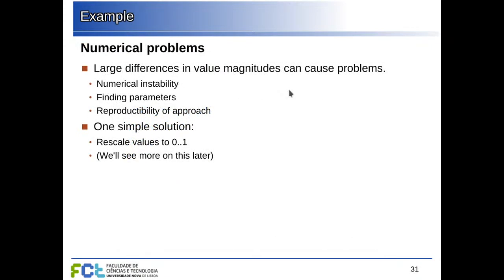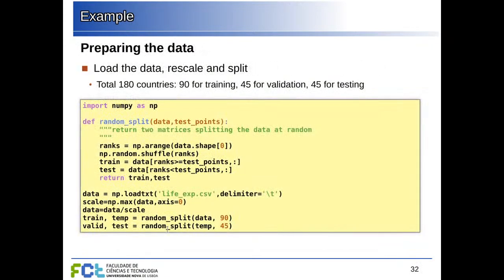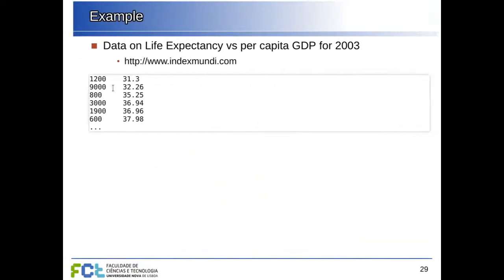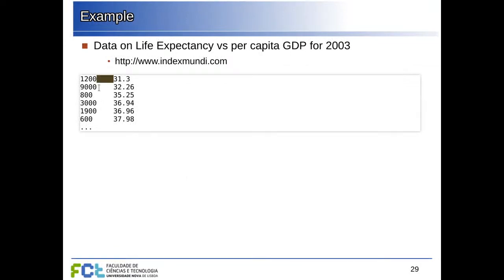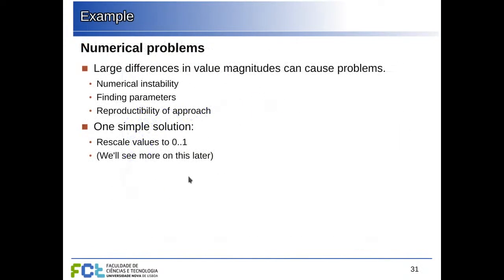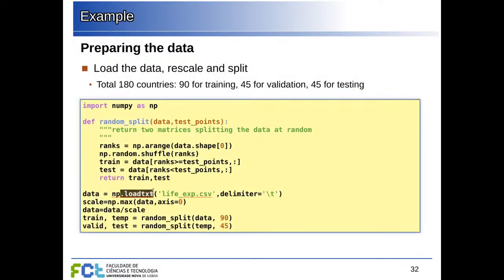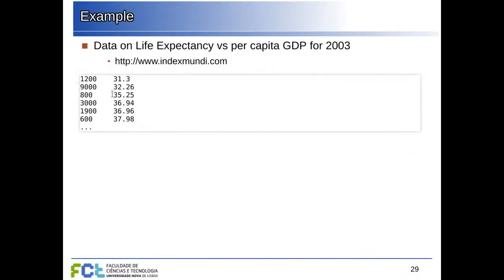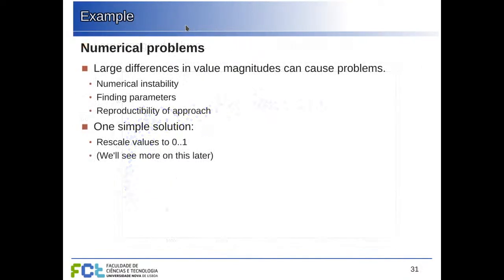I'm going to skip that step, but just to remind you that when we do some scaling like this, for example, we load the data from this file. This is the file where we have the data. This is a tab separating the two columns. So we can use this function load_txt that we saw previously. We load the data, and we just specify that the delimiter is a tab character. So this will give us a matrix that has these two columns, GDP here, life expectancy in the second column.